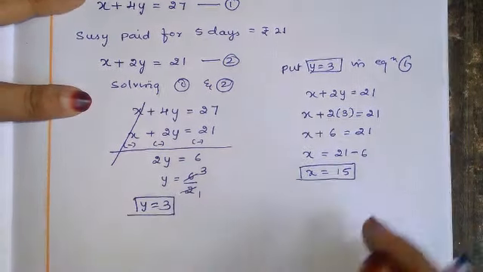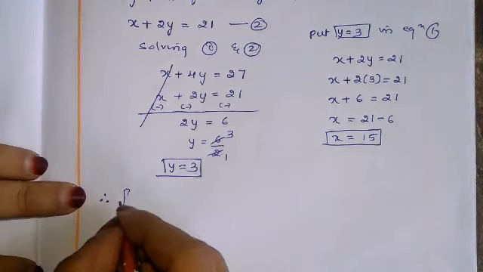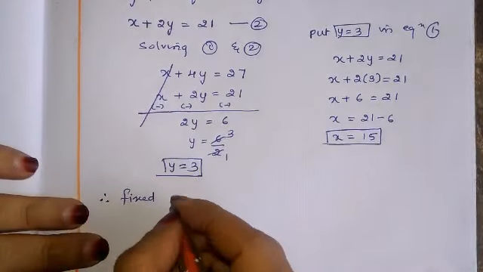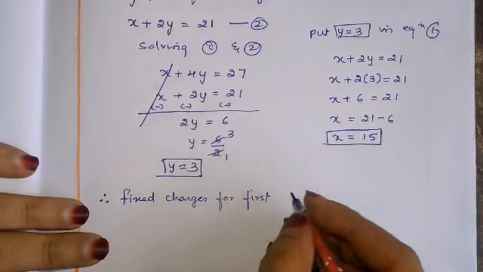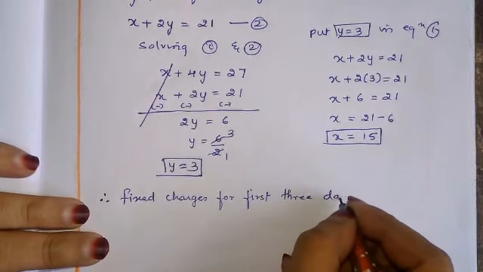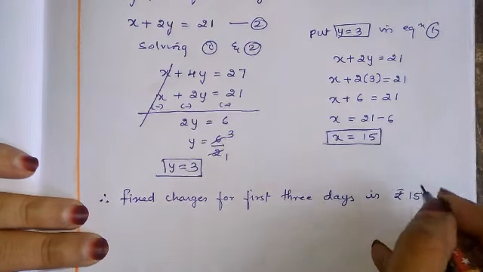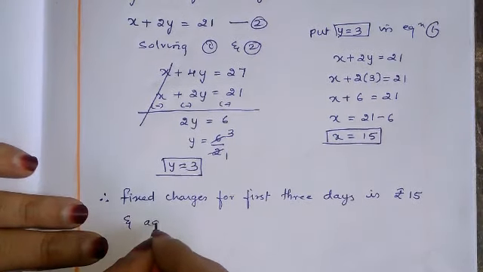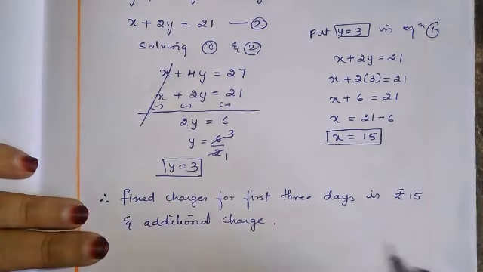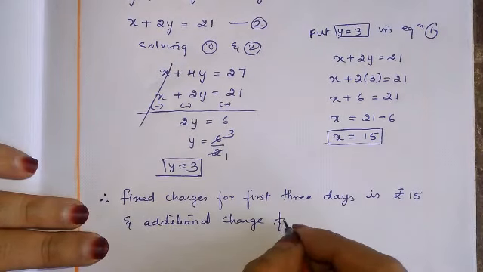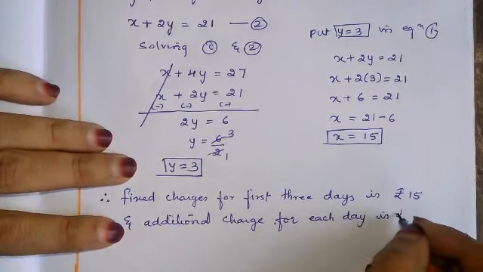So what do we have to tell? Therefore, they have asked for the fixed charge and the additional charge. Therefore, the fixed charge for the first 3 days will be rupees 15, that is x, and the additional charge for each day, that is per day, is rupees 3.